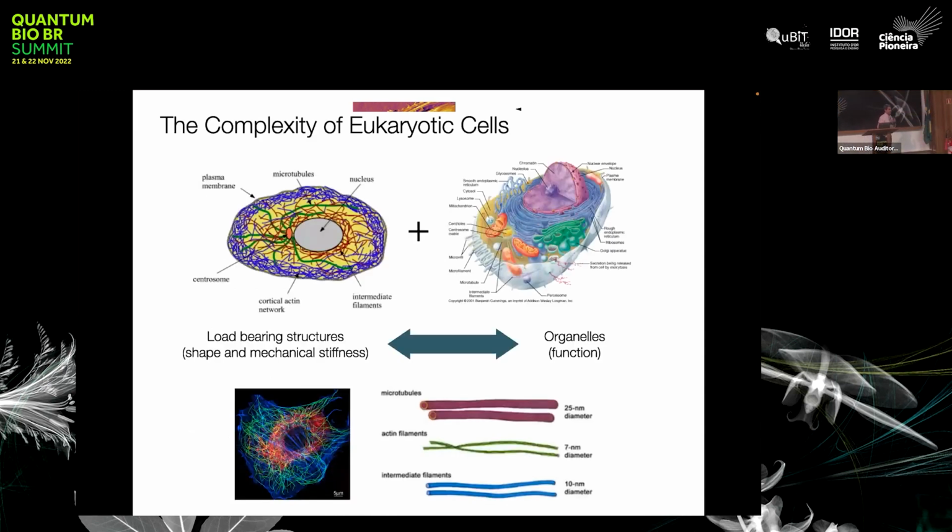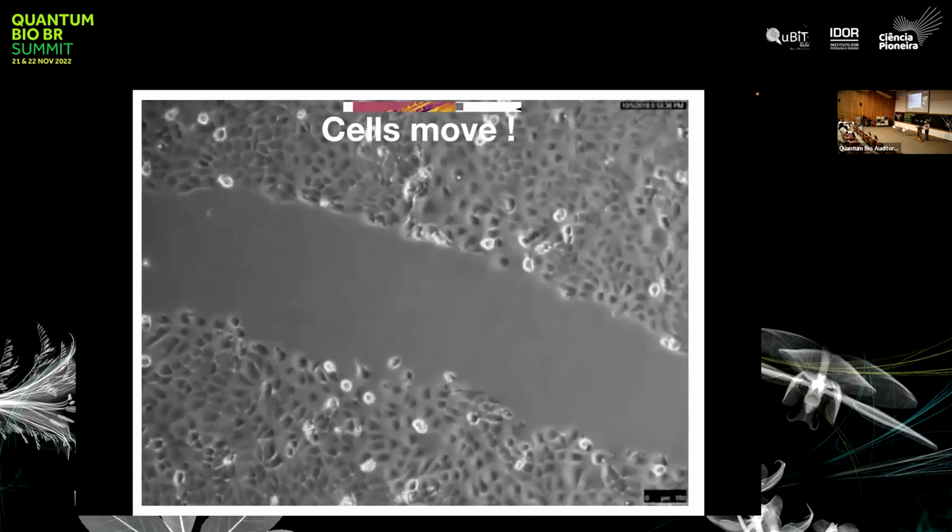Most of you know this better than I do, but cells are complex, especially for a physicist like myself. The way I see it, we can distinguish two different compartments. There is the cytoskeleton, which gives structure and rigidity to the cell, and the organelles, which give the function. Together, they perform all the complex functions of cells, like cells moving.